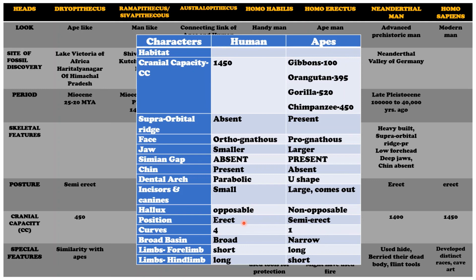The posture became perfectly erect with all four curvatures. The basin of the pelvic girdle became broad. Then if you see, the forelimbs became shorter as compared to the hind limbs. So these are the features of modern human developed from our ancestors.